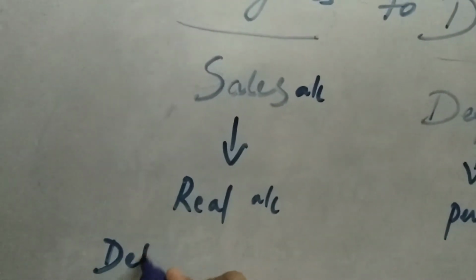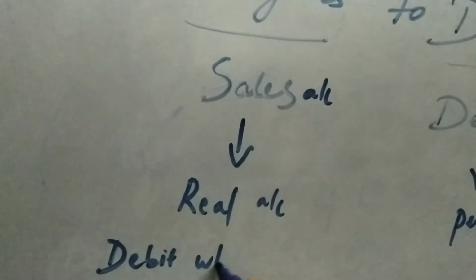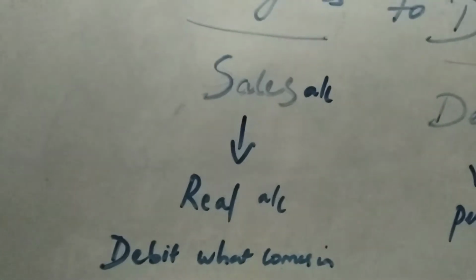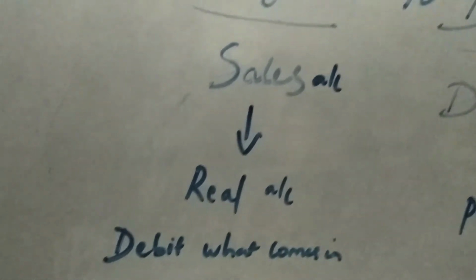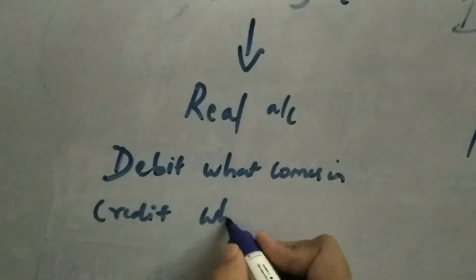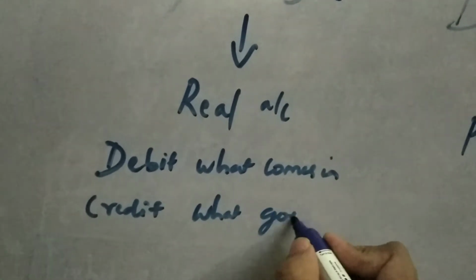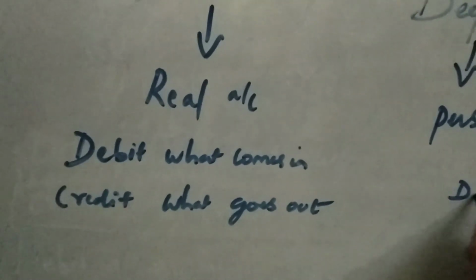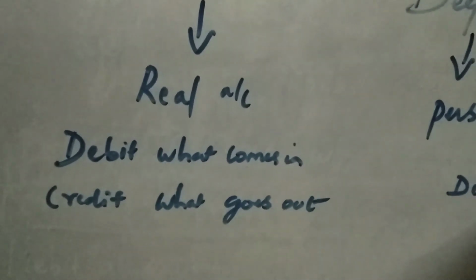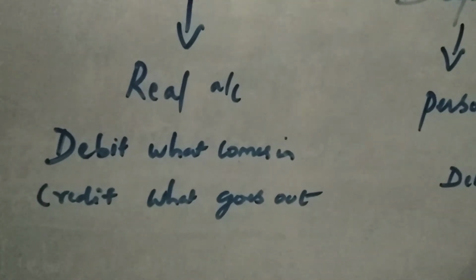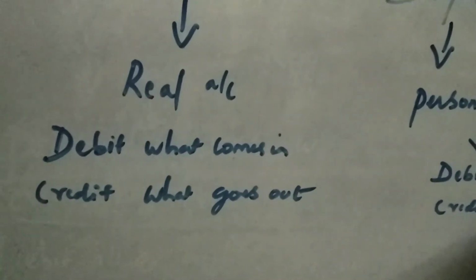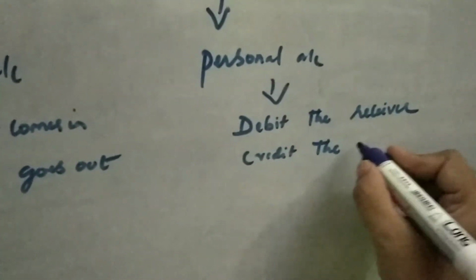So, what is the rule? For real, debit what comes in, credit what goes out. For personal account, debit the receiver and credit the giver.